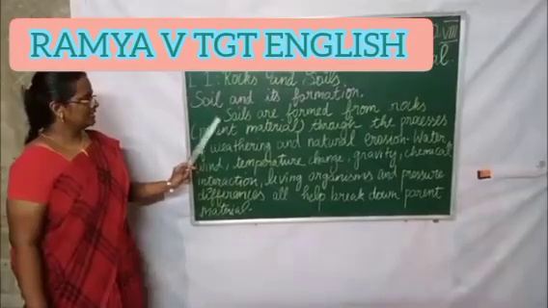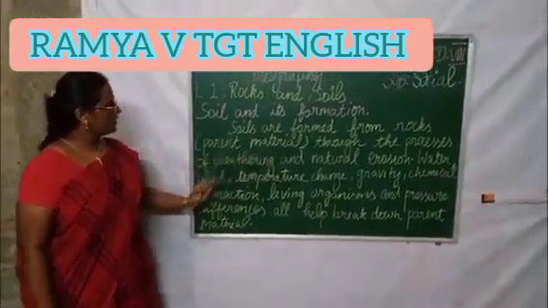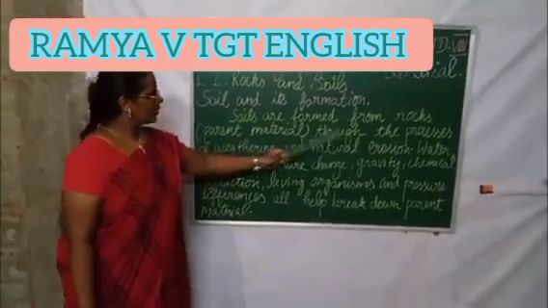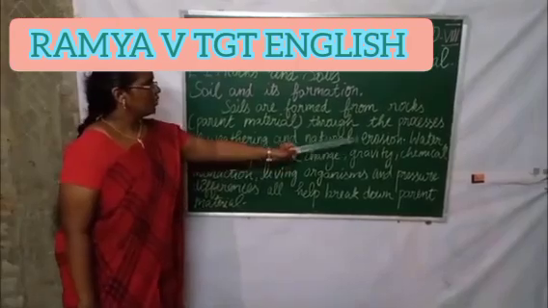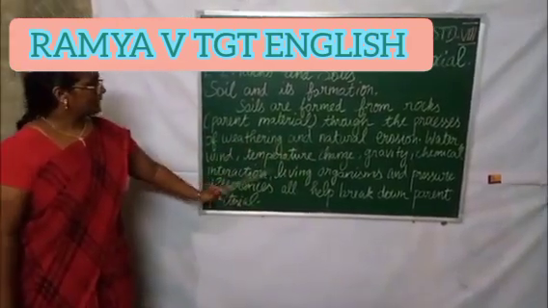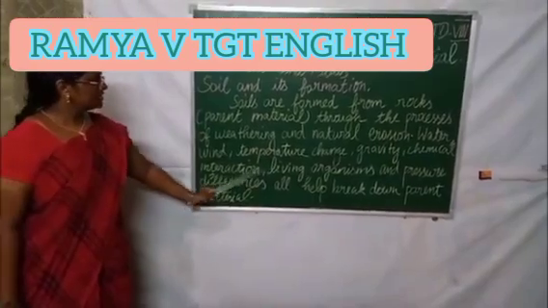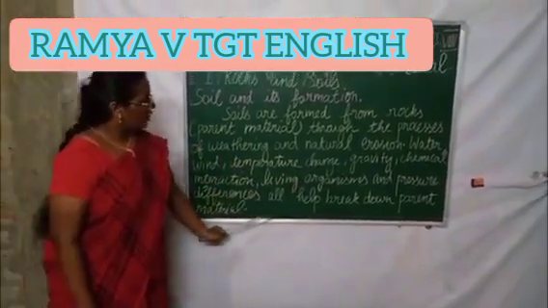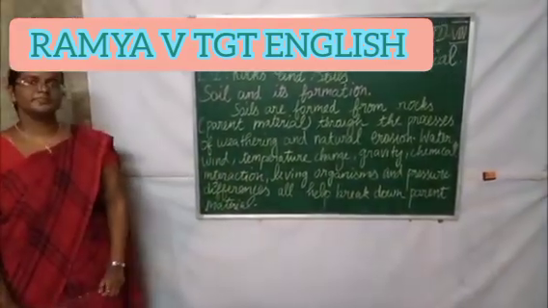So first, let's read the paragraph. Soils are formed from rocks, that is parent material, through the processes of weathering and natural erosion. Water, wind, temperature change, gravity, chemical interaction, living organisms and pressure differences all help break down parent material.